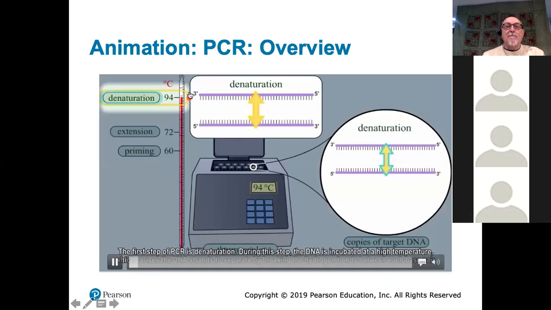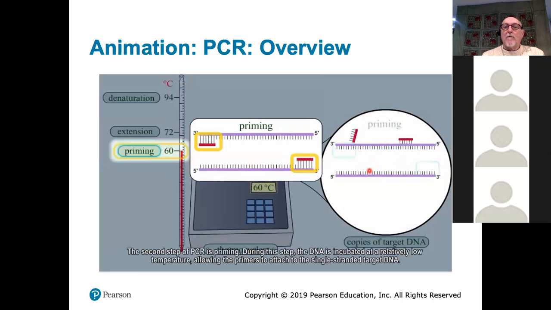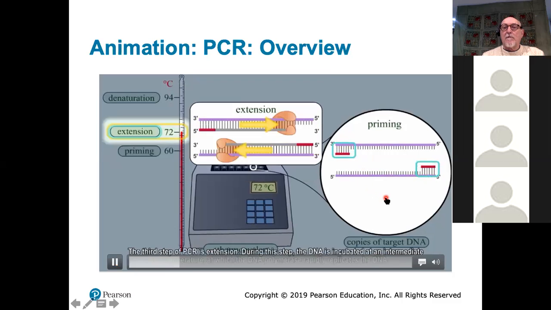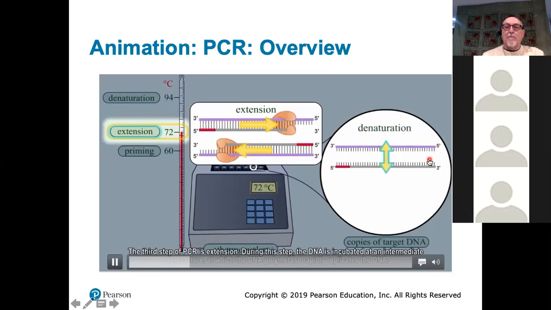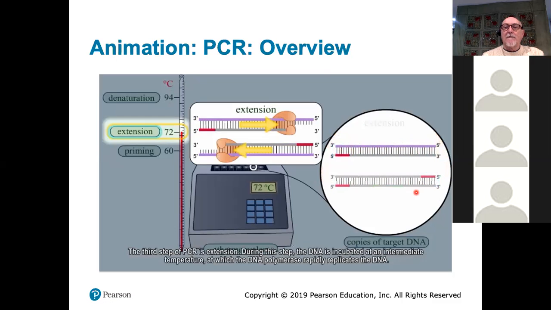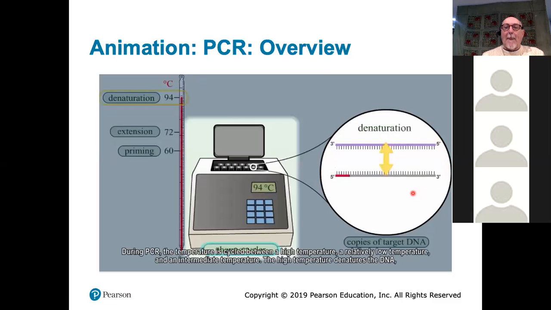So first of all, we denature, and the DNA strands separate. Now we lower the temperature to allow priming, annealing. Here's the primer. Primer only sticks where it matches. Then at 72 degrees, DNA polymerase works. Now we redo it. Watch the temperatures here.